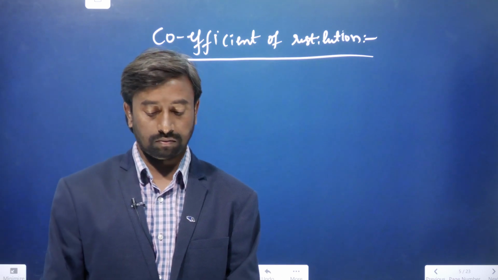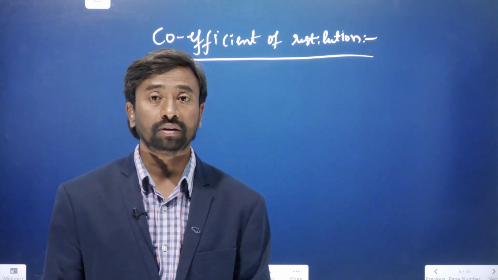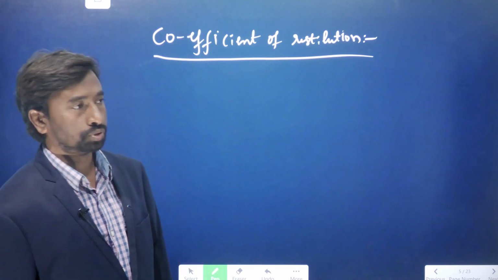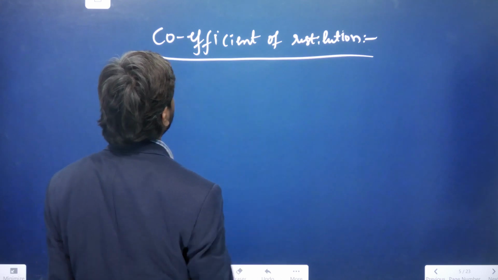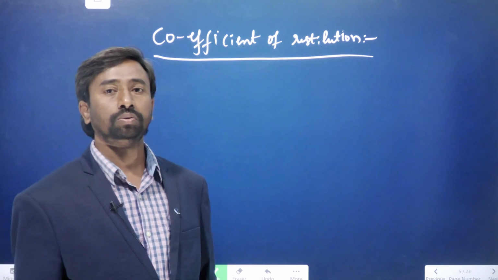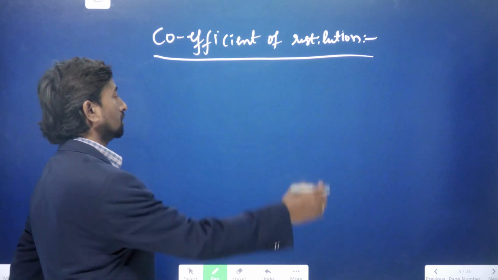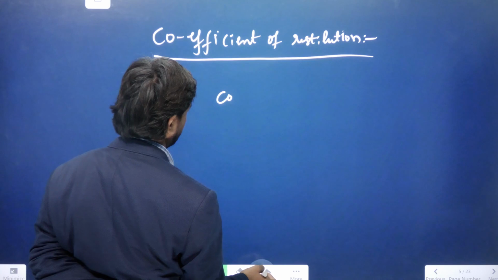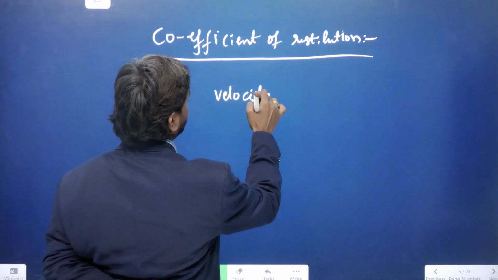In the last class we derived the expression for the final velocities of the bodies in the perfectly elastic collision. There we got the velocity of approach and the velocity of separation. The coefficient of restitution is the ratio of the velocity of separation to the velocity of approach. So what velocity of approach did we get?